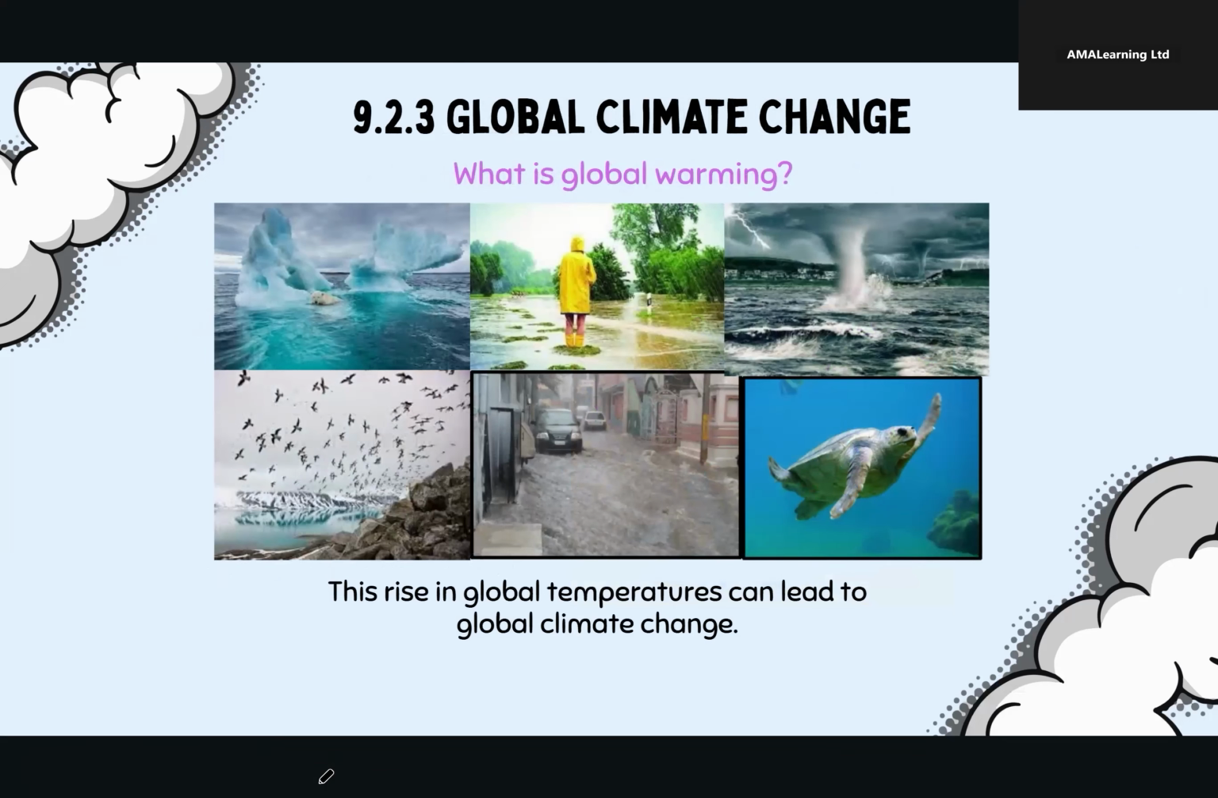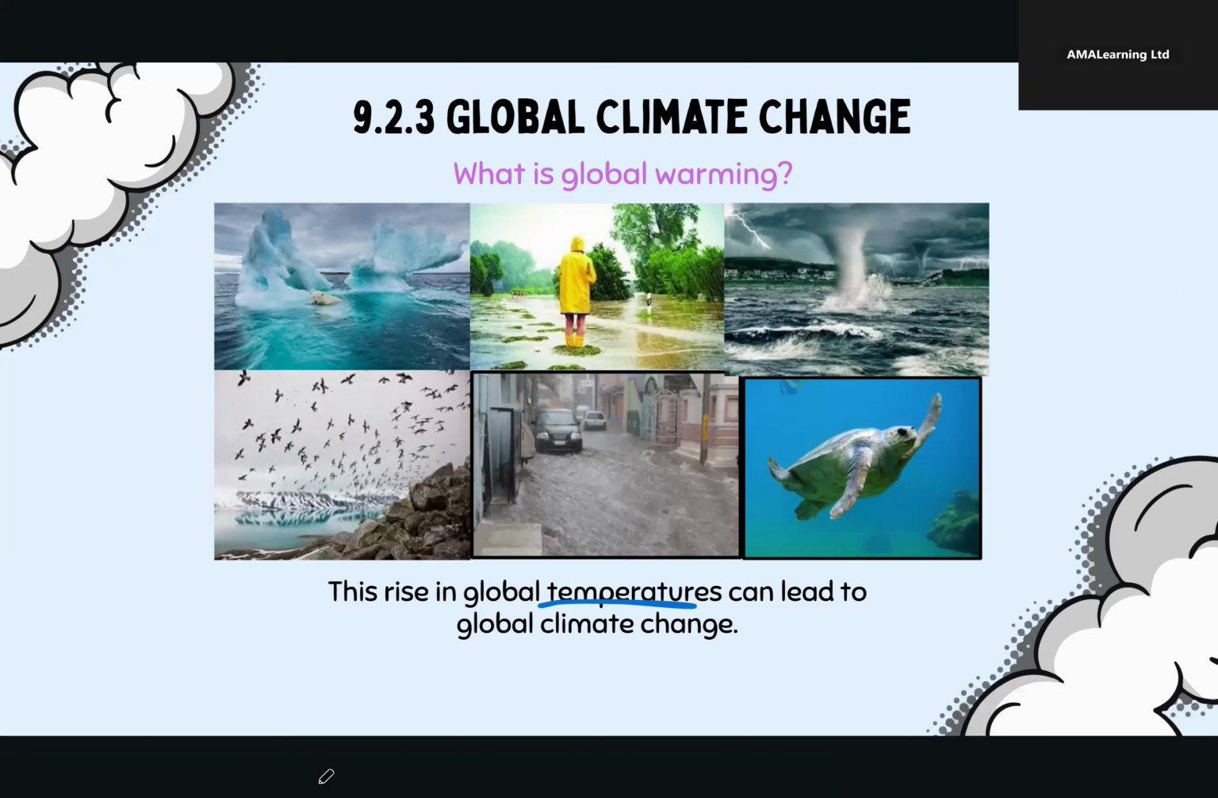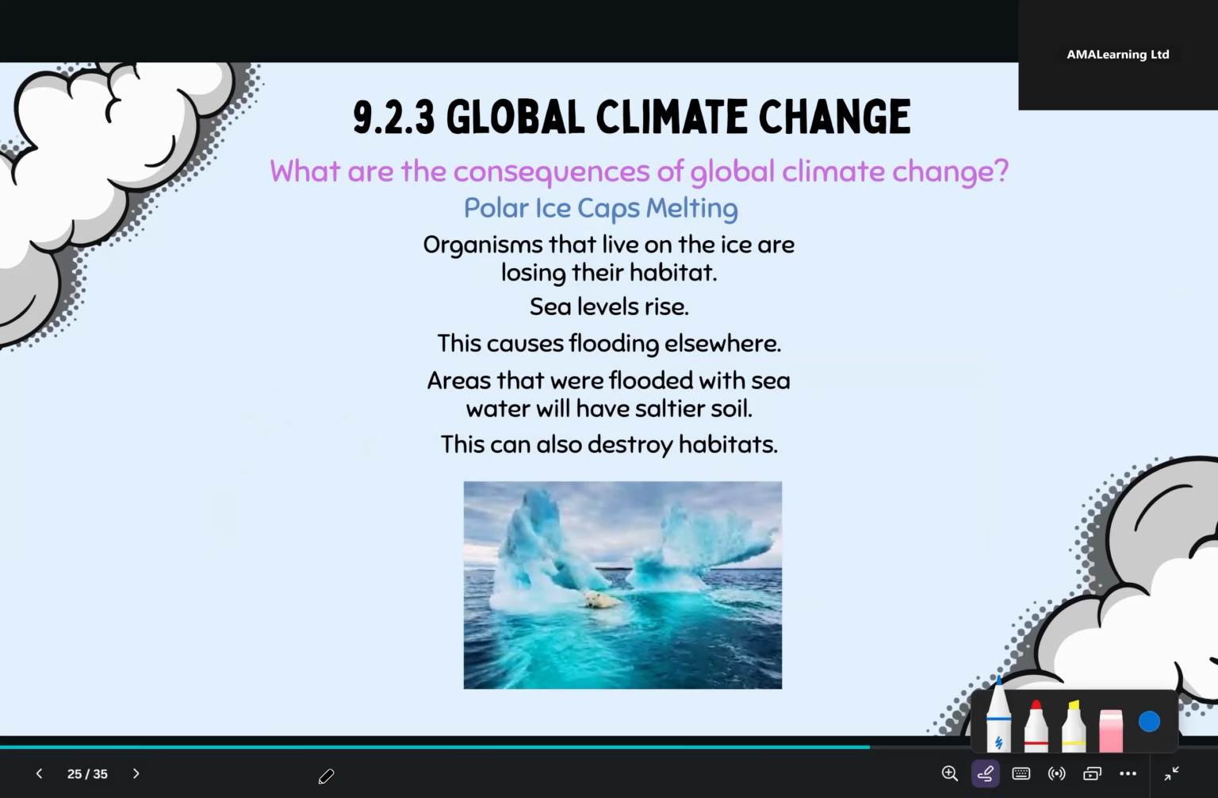Now, what is global warming? So global warming is the rise in global temperatures that can lead to global climate change. And we've seen this global climate change happen over the last few years. We've had hotter summers, we've had colder winters, we've had a lot more storms, lots of things are happening that didn't happen even if you go back 4, 5, 6 years ago. So these are the impacts. What we're about to go through now is the consequences of global climate change.